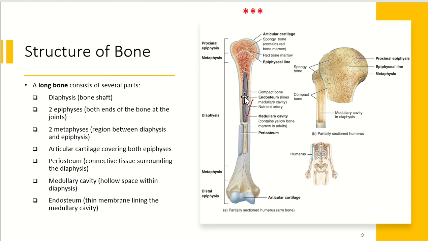Then we have a medullary cavity. This is going to be the hollow space within the actual diaphysis of the bone. And then the thin membrane that lines that medullary cavity is called the endosteum. All right. So all of these things are going to make up the overall structure of the long bone.